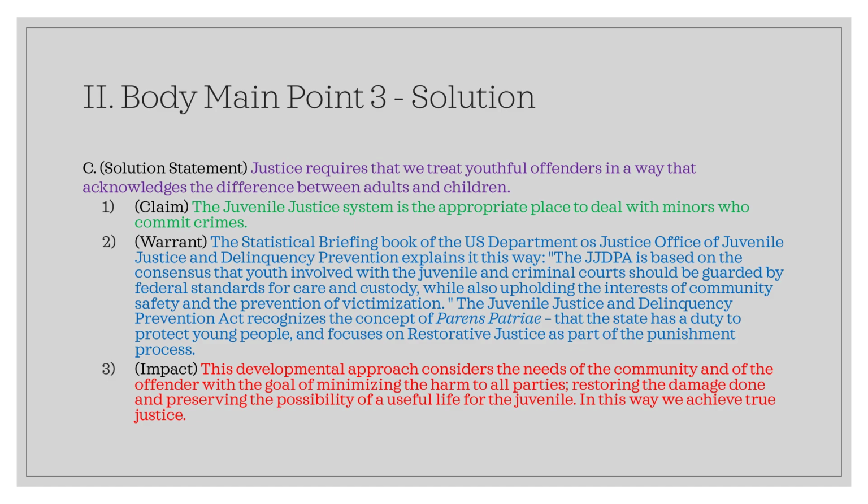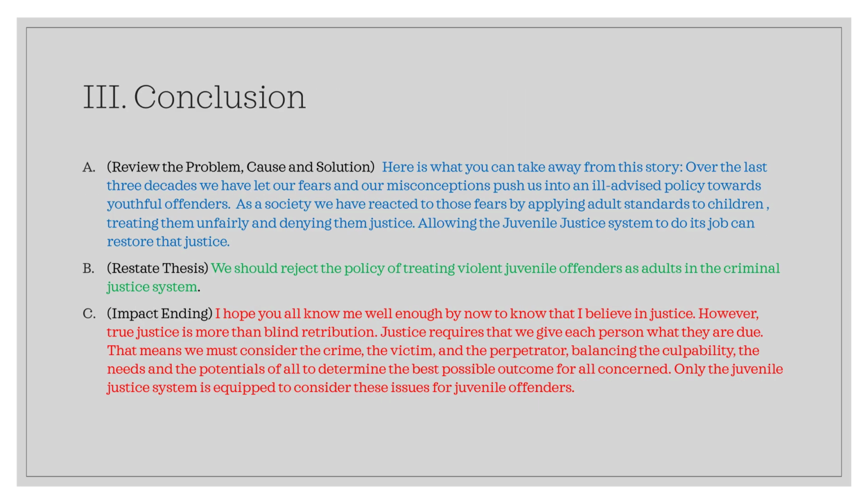The Juvenile Justice and Delinquency Prevention Act recognizes the concept of parens patriae, that the state has a duty to protect young people, and focuses on restorative justice as part of the punishment process. This developmental approach considers the needs of the community and of the offender with the goal of minimizing the harm to all parties, restoring the damage done, and preserving the possibility of a useful life for the juvenile. In this way, we achieve true justice.